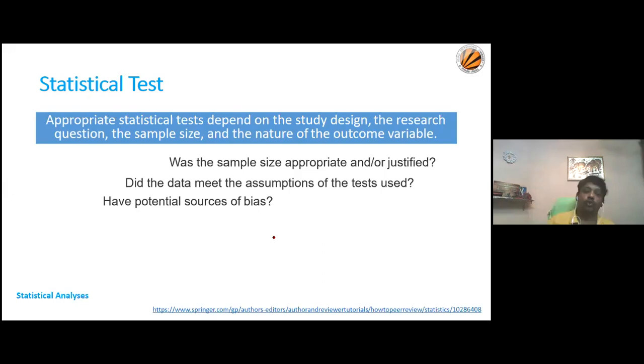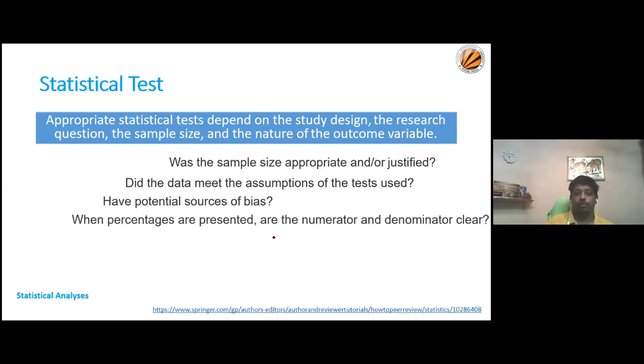The third one is that you need to check for potential sources of bias. When you present a percentage, make sure that you mention both the numerator and the denominator. It's very, very essential. And also you should use the appropriate p-value, whether you want to use a 99% or 95% probability.